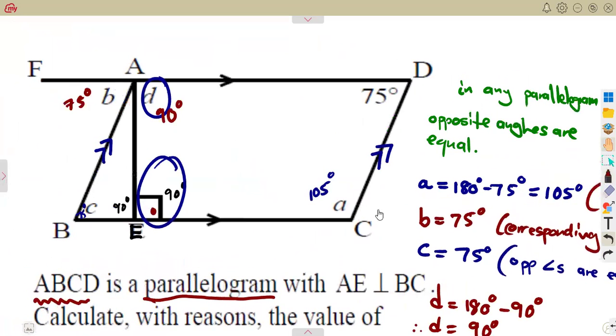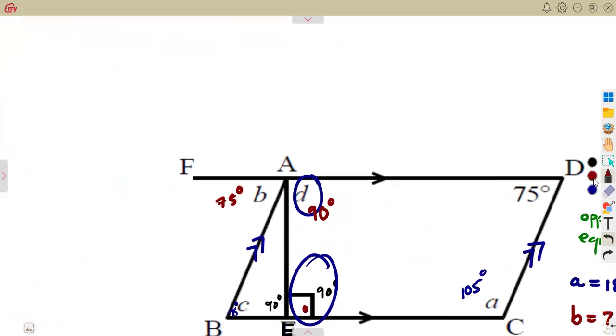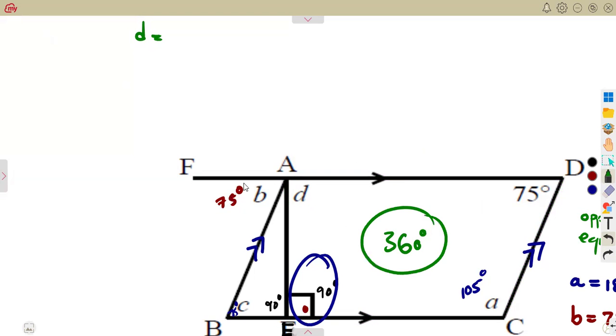Another way that we could have calculated angle D, there are so many ways, guys, is to consider that this is a quadrilateral from A to E to C to D, like this. We do know that the interior angles in a quadrilateral add up to 360 degrees. Is it a kite? Is it a rhombus? Is it a square? Is it a rectangle? As long as it's a quadrilateral, they add up to 360. So we can calculate D by subtracting these angles from 360.